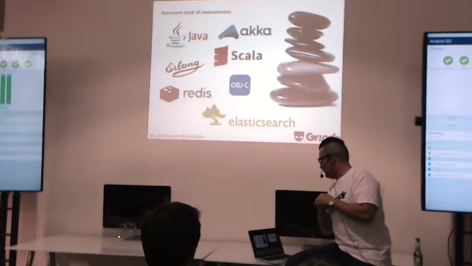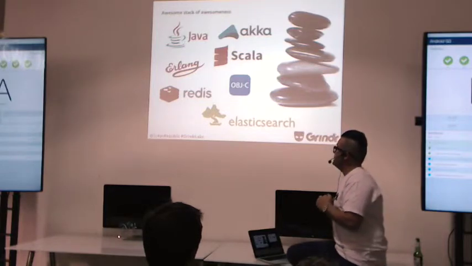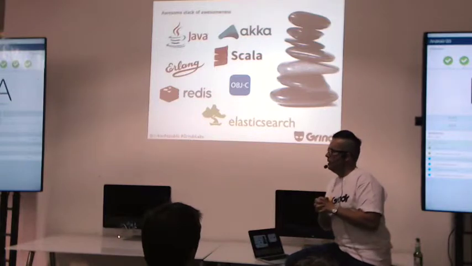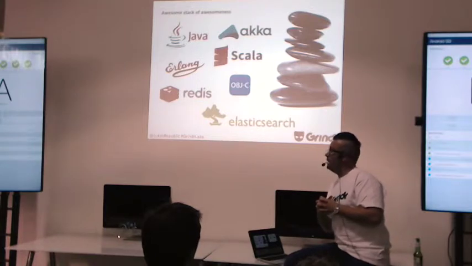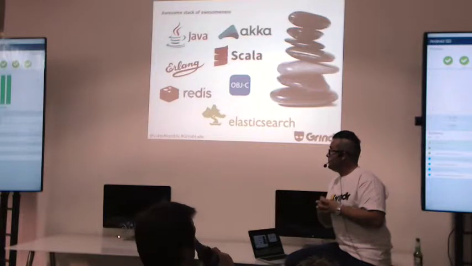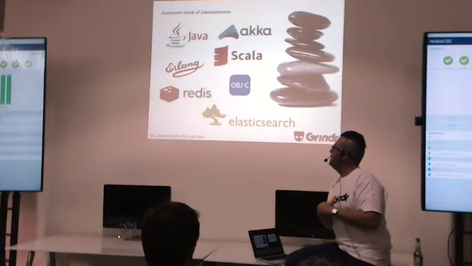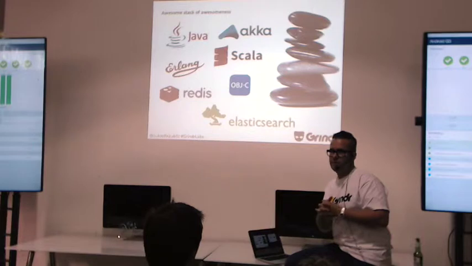Very quickly, this is our stack. I call it Awesome Stack of Awesomeness. The back end runs on a non-blocking I/O framework called Akka. We write business components in Java. Akka leverages Scala. The chat cluster that's powering all the chat is written in Erlang, and we leverage Elasticsearch and Redis and a whole bunch of different NoSQL databases to make it really fast.